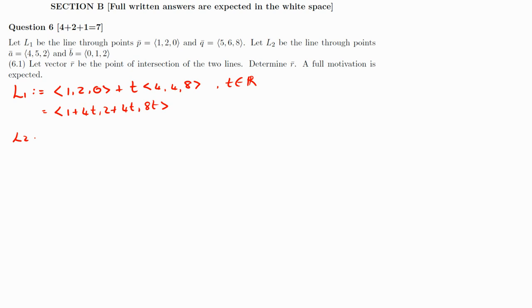This is line 1. Now line 2 is 4, 5, 2 plus s times 0 minus 4 which is minus 4, 1 minus 5 which is minus 4, and then 2 minus 2 which is 0. Let's rather make this an s because we don't know if these lines intersect, so we can't assume they're in the same plane. So this will simplify to 4 minus 4s, 5 minus 4s, and then 2.